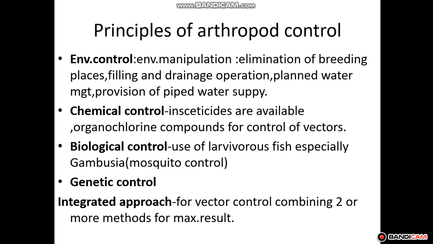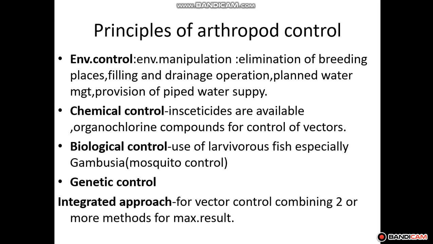Filling and drainage operation, plant water management, provision of piped water supply. Almost the majority of arthropod issues come when there is stagnation of water in an unsanitary or unhygienic environment. So once proper filling and drainage is done and there is no water stagnation around the house or nearby, then there is no chance of breeding. Then there will be a proper hygienic environment.